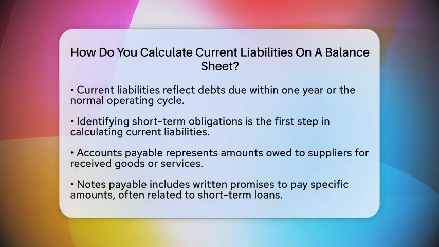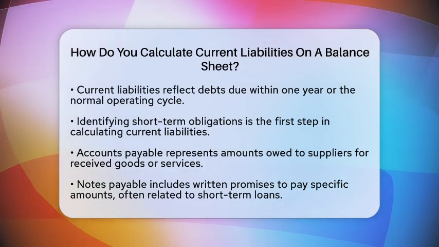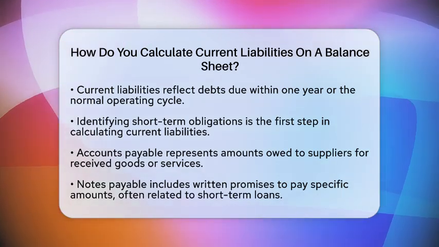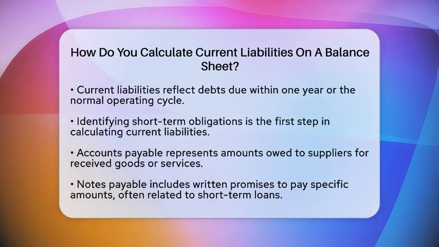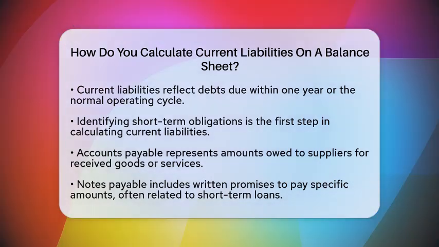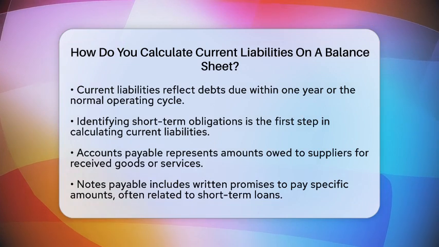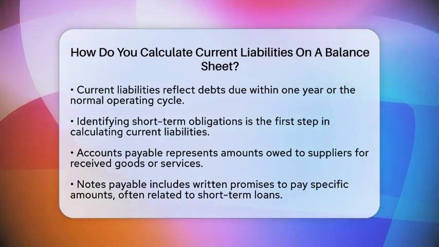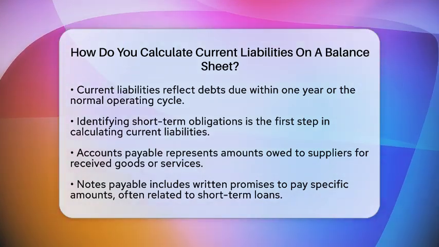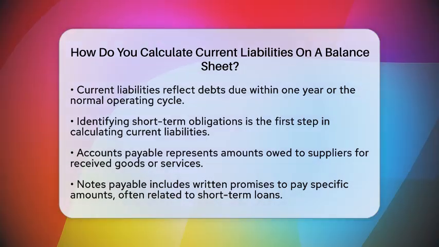Current liabilities are the debts and obligations that a business must pay within 1 year or within its normal operating cycle, whichever is longer. To calculate current liabilities, you first need to identify all the short-term obligations listed on the balance sheet. Start by looking for accounts payable. This is the amount a company owes to suppliers for goods or services it has already received.